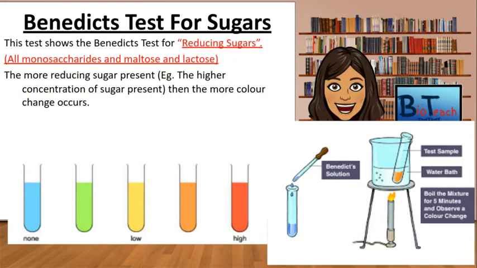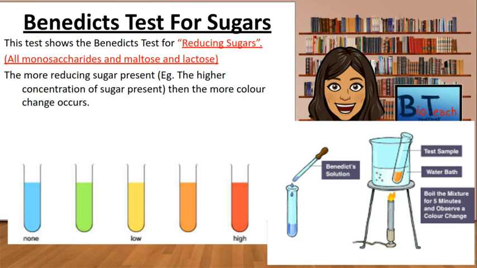bottom right. The next test you need to know about is the Benedict's test, which is used to test for presence of sugars. There are 2 types of Benedict's test, one for reducing sugars and one for non-reducing sugars. A reducing sugar is a sugar that has a free aldehyde or ketone group that can act as a reducing agent. A non-reducing sugar does not have a free aldehyde or ketone, so it cannot act as a reducing agent. All monosaccharides are reducing sugars. The disaccharides maltose and lactose are also reducing sugars, but sucrose is a non-reducing sugar.